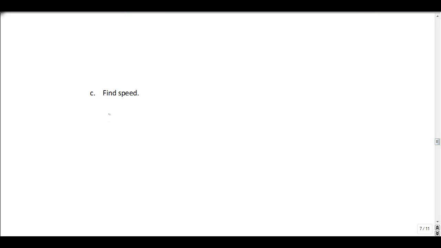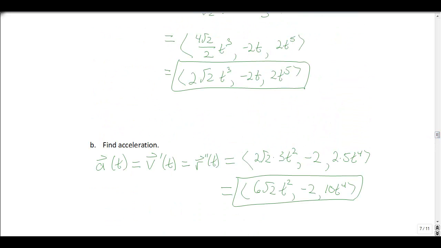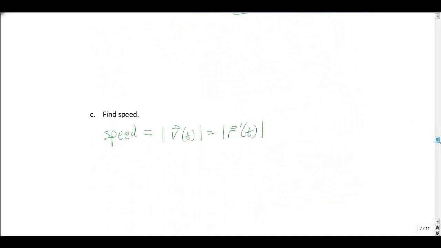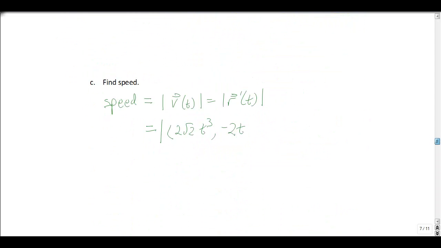Okay, speed. So speed, that's really the magnitude of the velocity. Or you might write this as the magnitude of r prime of t, because the velocity is r prime of t. So what we need to do is go up and get our answer here. So that's 2 square roots of 2 t cubed. So we're going to get the magnitude of 2 square roots of 2 t cubed, that y component from the velocity was negative 2t, and then the z component was 2t to the 5th.